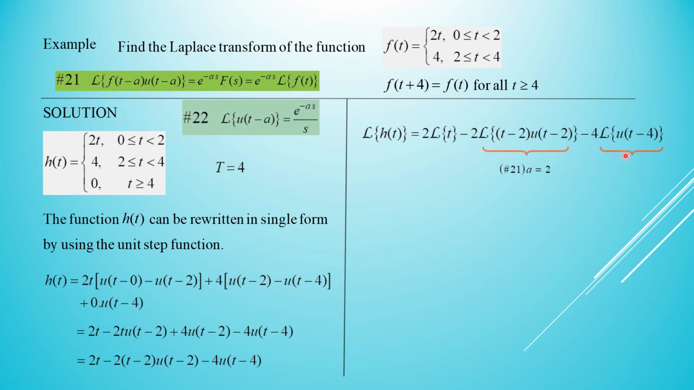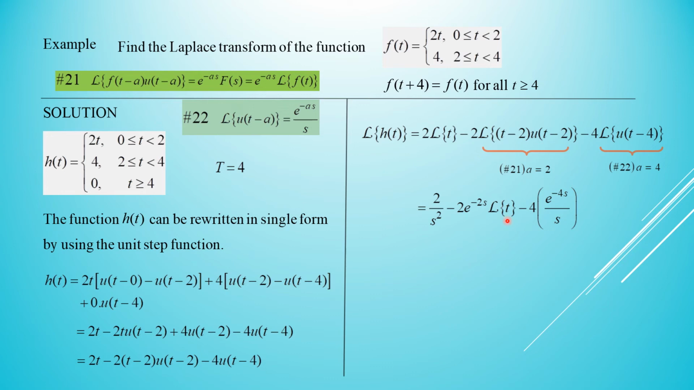Whereas for this part here, we apply formula number 22, transform of u(t minus a), where a is equal to 4. Okay, let us continue. Transform of t is 1 over s squared, so 2 times transform of t becomes 2 over s squared minus 2 times. Now applying formula number 21, the formula is e to the minus as. Now a is equal to 2, so e to the power of negative 2s times the Laplace transform of f(t). Now if f(t minus a) is t minus 2, therefore f(t) must be simply t.